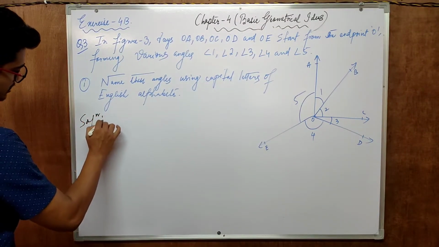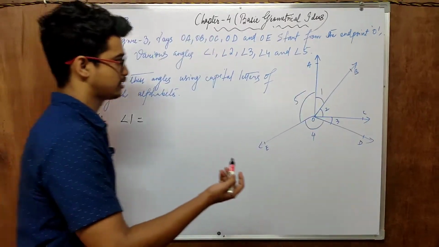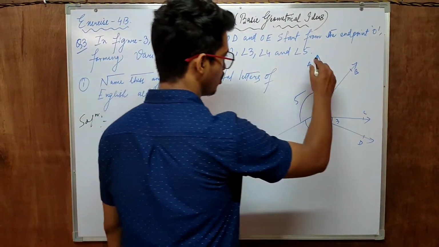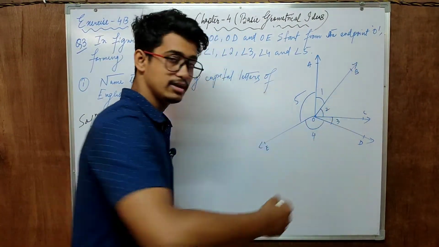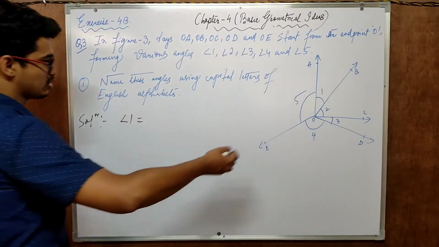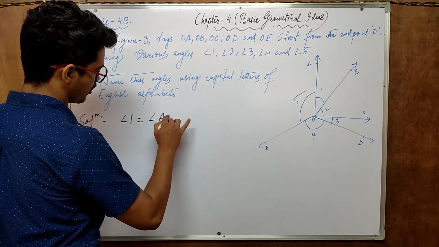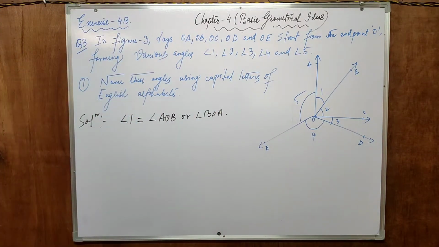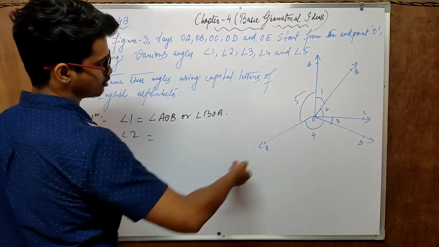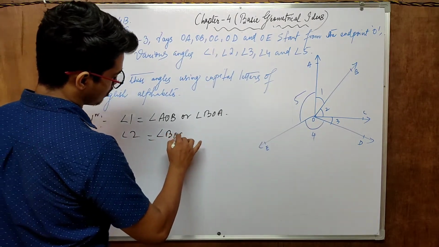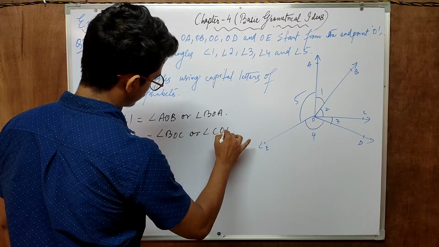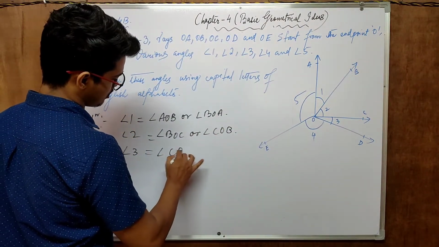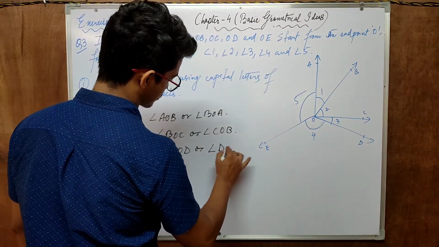The first angle, that is angle 1. Angle 1 is this one. It is created by which two arms? That is OA and OB, and we know how to write this angle. So angle AOB or angle BOA, both are the same. Is it clear? After that angle 2 is there. So how to write angle 2? That is very easy. Angle BOC or angle COB. And 3 is angle COD or angle DOC. Both are the same.